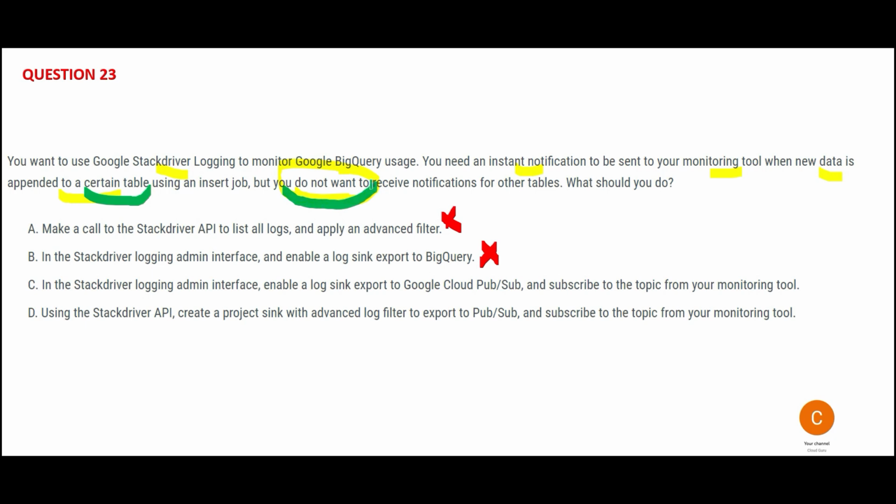That means you will have to use a filter, an advanced log filter, which will help you decide which tables you want to send alerts for, which tables you do not want to send alerts for. So this is my answer. See how beautifully we are able to tell which one is right out of these two options using just the keywords mentioned in this question. So this option C is wrong. So this is my final answer.